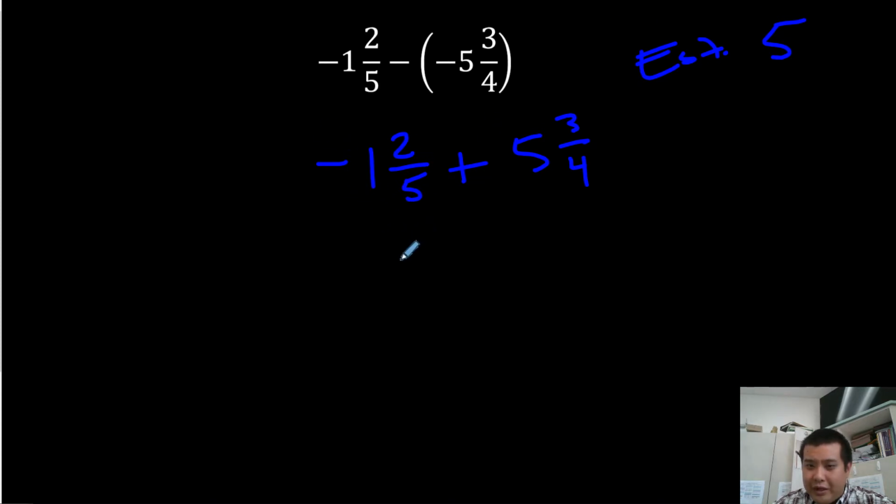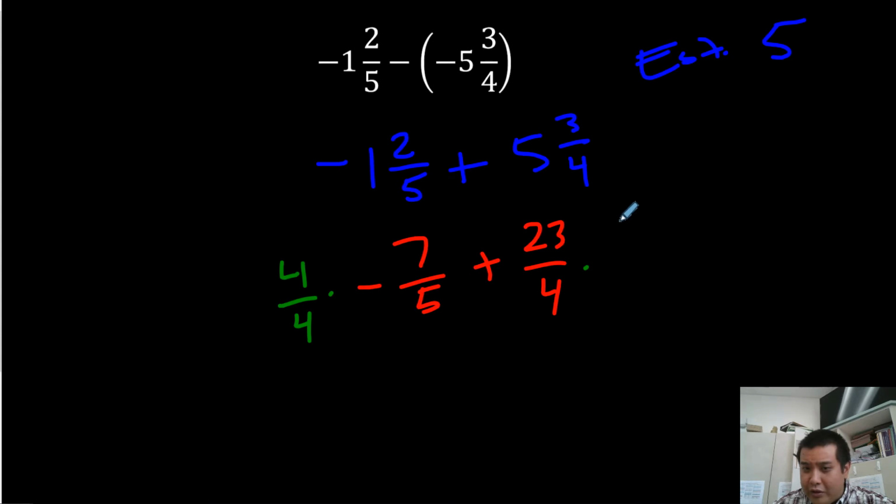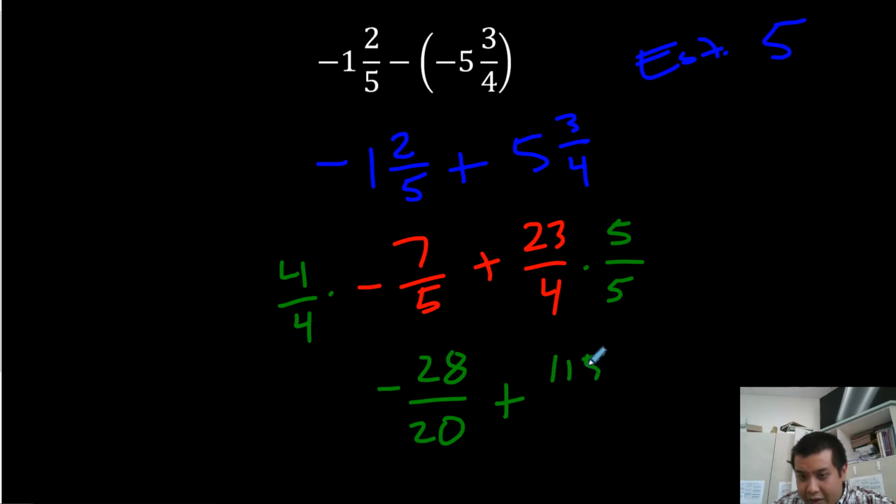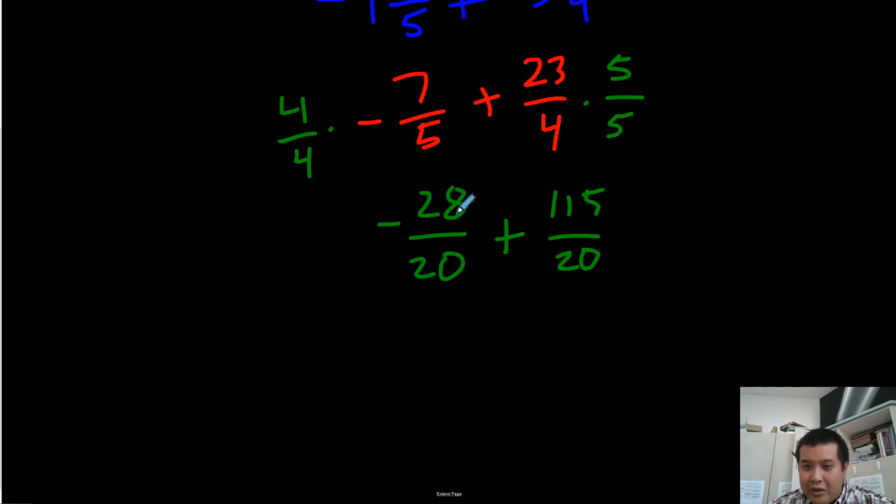Change this into an improper fraction. We get negative 7/5 plus 23 over 4. Get common denominators. Multiply by 4 over 4. Multiply by 5 over 5. Then what we get is, 4 times 7 is 28, so we get negative 28 over 20 plus 115 over 20. Okay, and so then we have to add these two together.